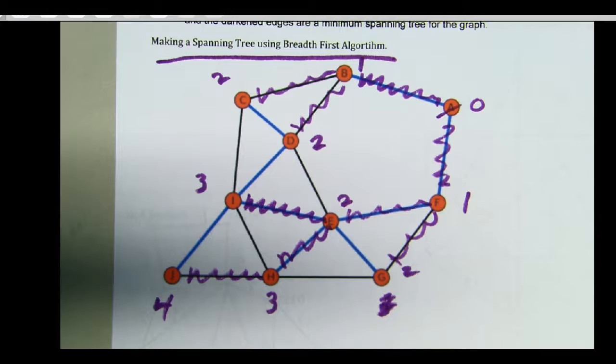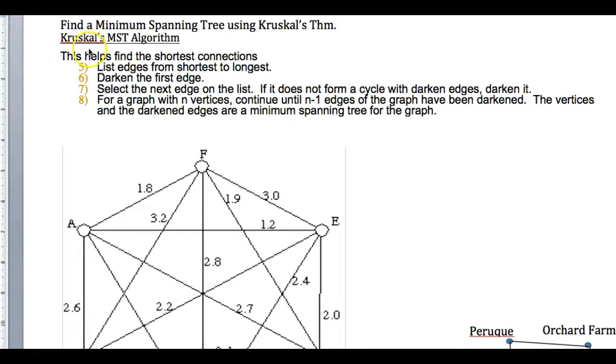This is where it becomes very similar to the cheapest link. So for Kruskal's minimum spanning tree algorithm, to find the shortest connections, we're going to list the edges from shortest to longest. We're going to darken the first edge. Select the next edge on the list. If it does not form a cycle with darkened edges, darken it.